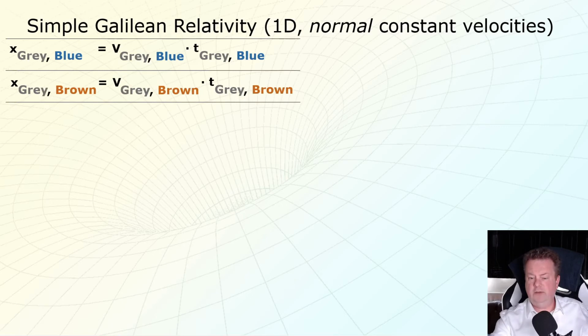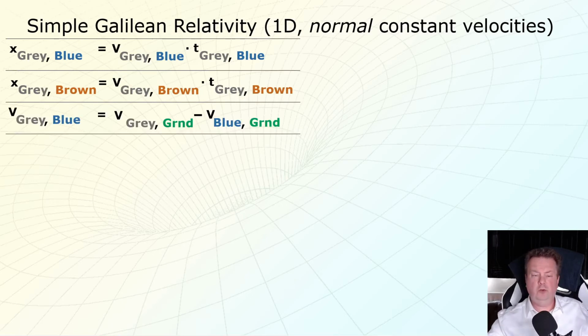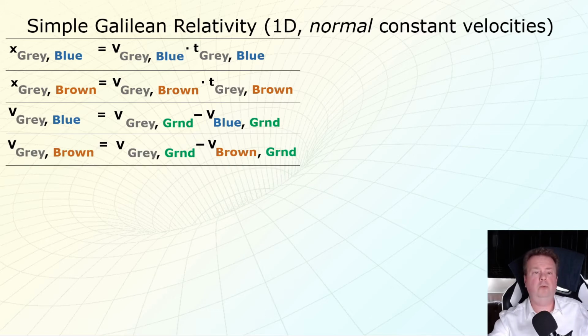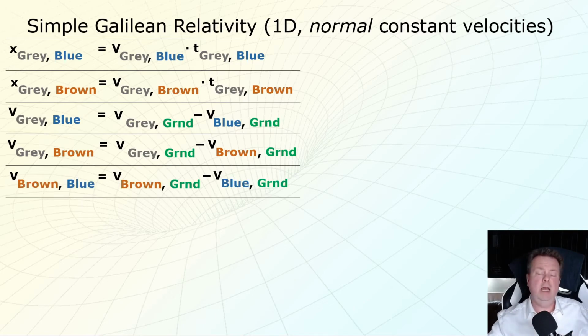So here we have these equations again. To calculate the overspeed, you can also pick a reference point, like the ground. If you subtract the velocity of the blue observer relative to the ground from the velocity of the gray woman relative to the ground, you get the overspeed of the gray woman with respect to blue. And you can also calculate it this way: how fast the gray woman is going from the perspective of the brown observer, and you can of course also calculate the relative velocity between the two observers.